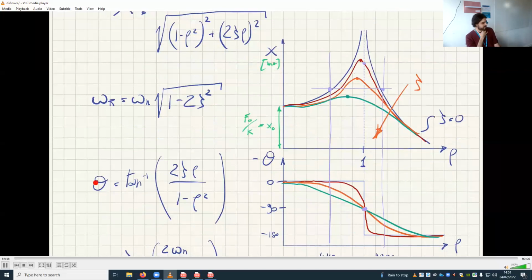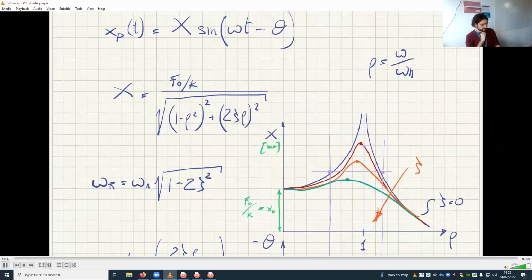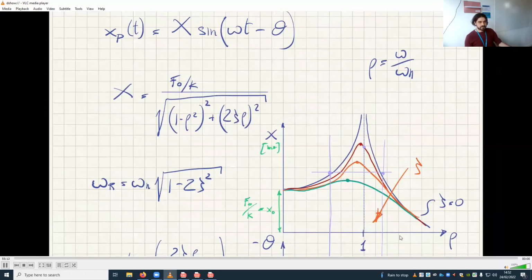You have 90 degrees here. Arctangent of 2 zeta times 1 divided by 1 minus 1. Well, that's why you don't want exactly 1, because that's 90 degrees, of course. So you can't use this one, you must use this, because this doesn't give much information.